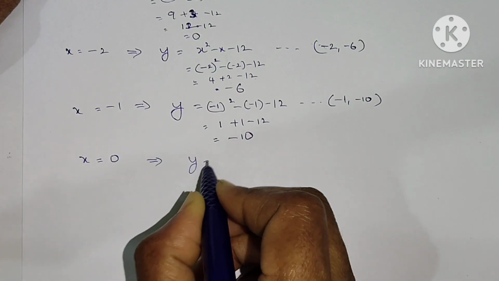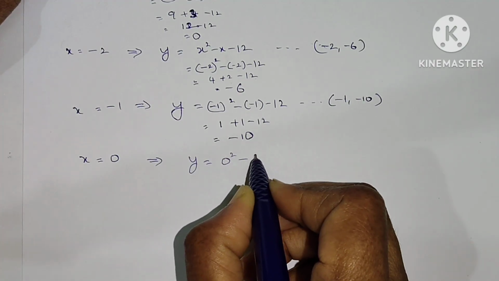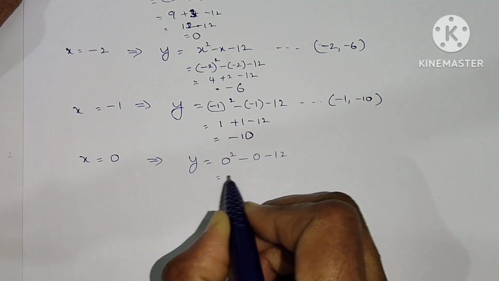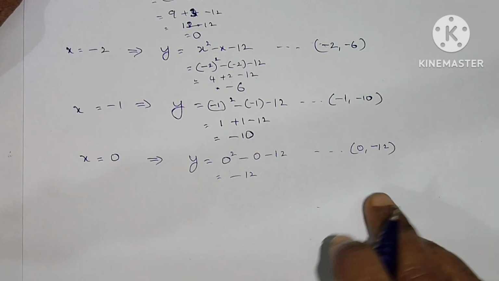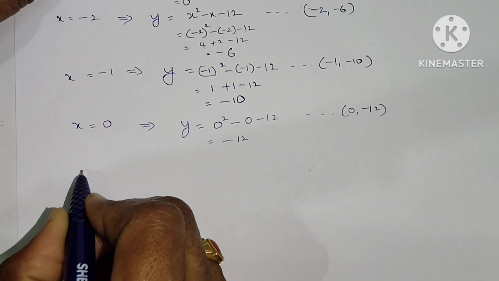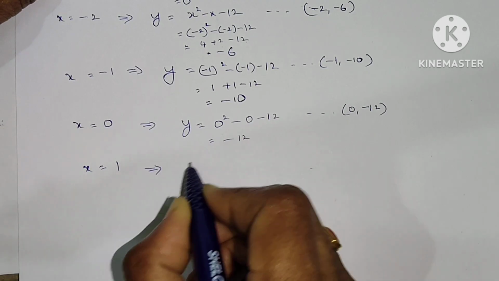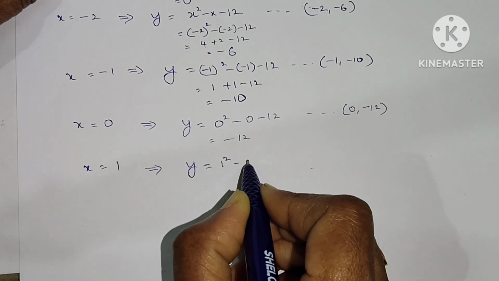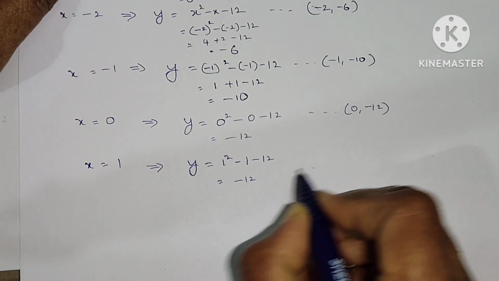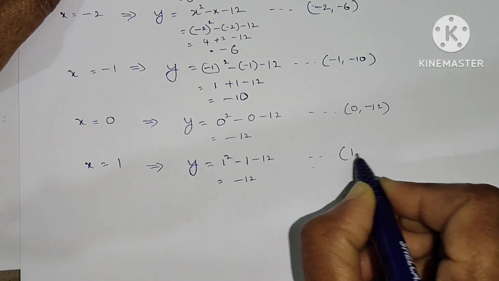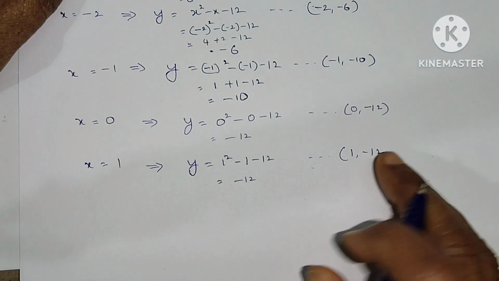X equal to 0 means y equal to 0 square minus 0 minus 12, so y equal to minus 12. The point is 0 comma minus 12. Next, x equal to 1 means 1 square minus 1 minus 12, so minus 12 is the answer. The point is 1 comma minus 12. These are all the points.